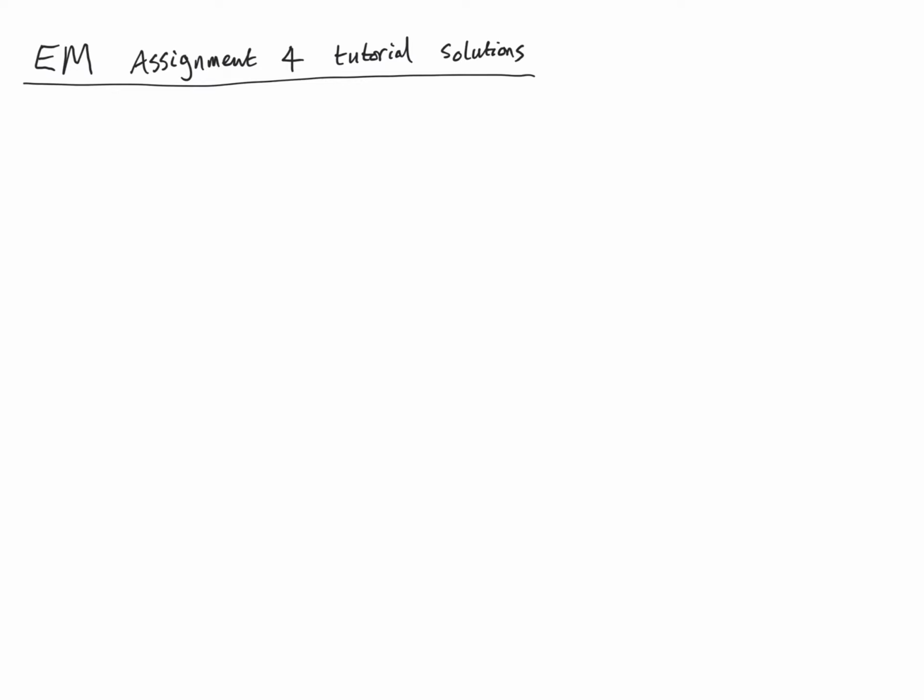Hello everyone, and welcome to this video tutorial in which I want to go through the Electromagnetism assignment for solutions. This assignment is about dynamics in electromagnetism, the relativistic formulation of electromagnetism, and the Lagrangian formulation of electromagnetism. This is for UCD students taking the module PHYC 30070. Okay, so let's get right into it.